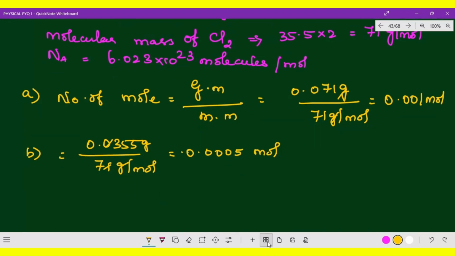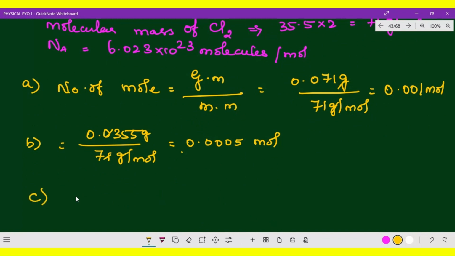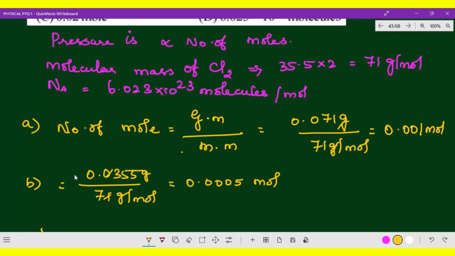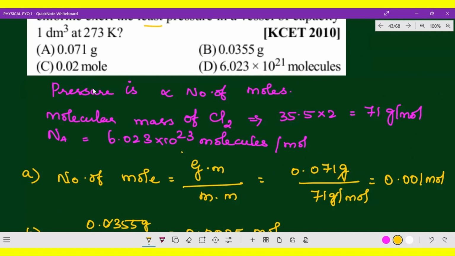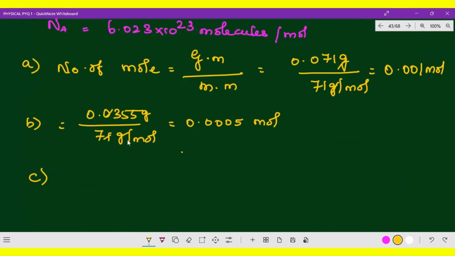Option C, what is it? Option C they have given in moles only, I think so. Yes, 0.02 mole only they have provided, so no need to calculate. The answer is provided directly, 0.02 mole.